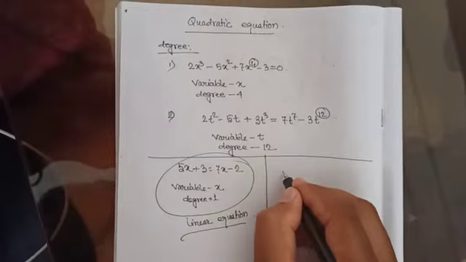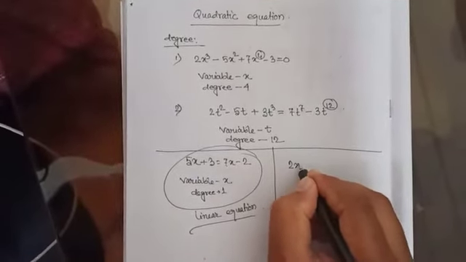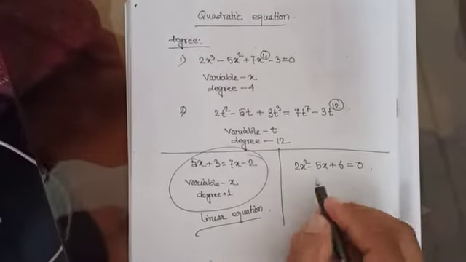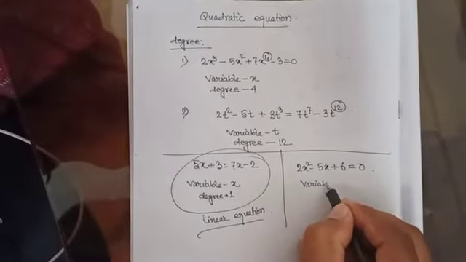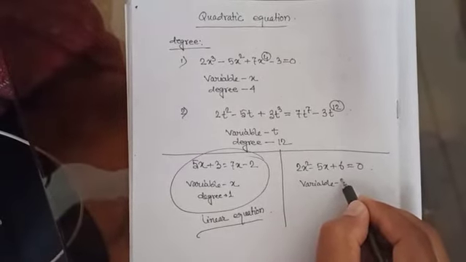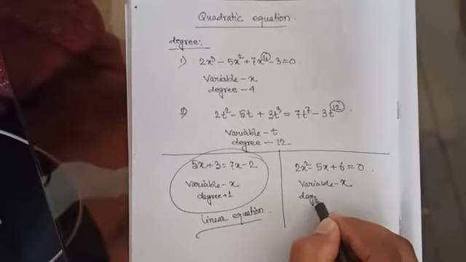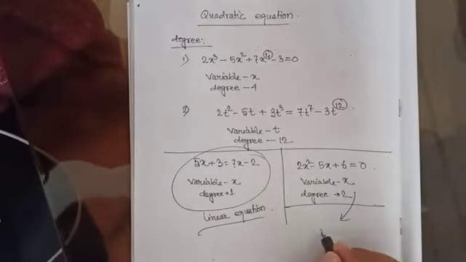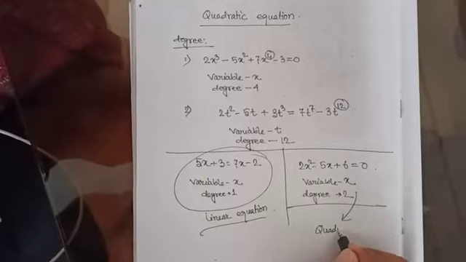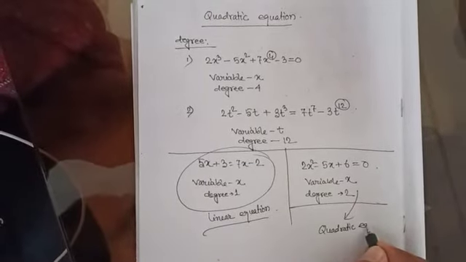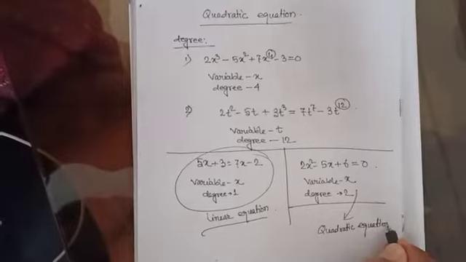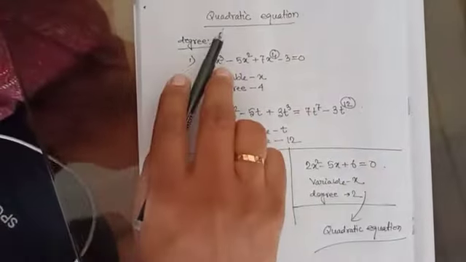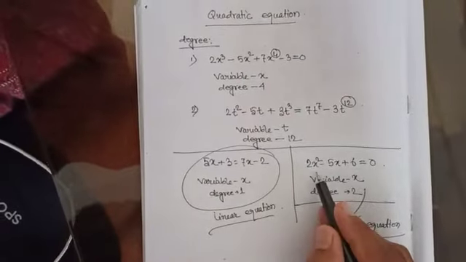Next, consider one more equation: 2x square minus 5x plus 6 equals 0. Here the variable is x and the degree is 2. If you have an equation with degree 2, we call it a quadratic equation. Our chapter was quadratic equation, which means we have to discuss all such equations which have degree 2.